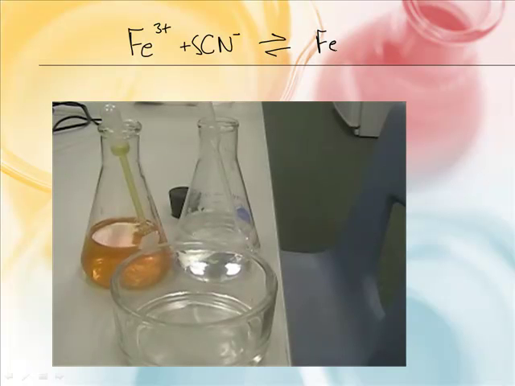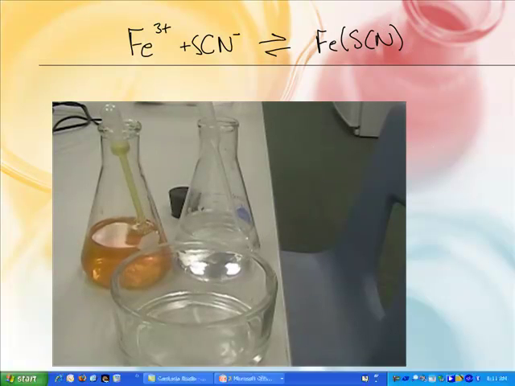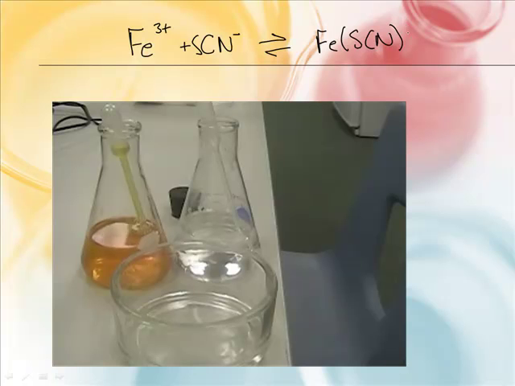And so this sets up an equilibrium, and it makes a complex, FeSCN. This color, it might just be FeSCN negative. Let me check. Actually, I was wrong. It's FeSCN and then just 2 positive.